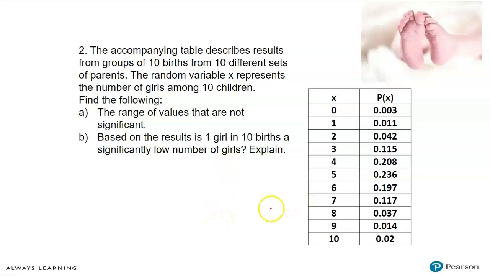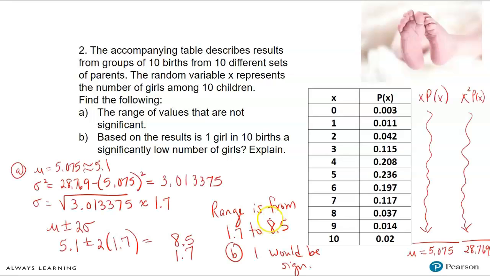Okay, here's another one for you to try. Okay, so here we have this table. So the table describes 10 births from 10 different sets of parents, and X represents the number of girls among the 10 children. So we want to find the range of values that are not considered to be significant. So in order to do that, we're going to need to find the mean plus or minus 2 standard deviations. So we need to know what the mean and the standard deviation are.